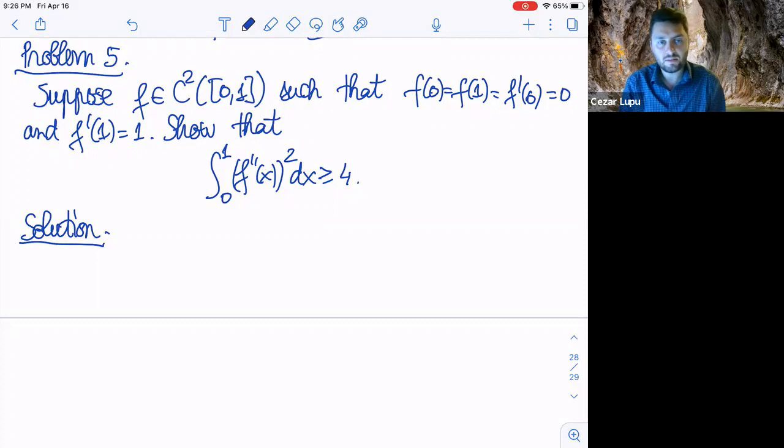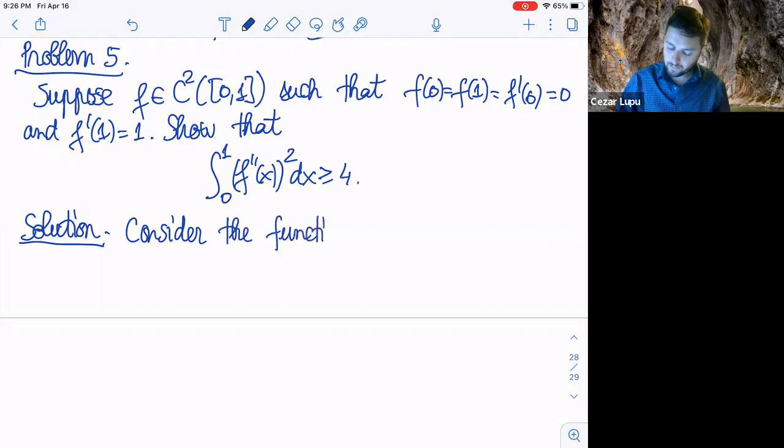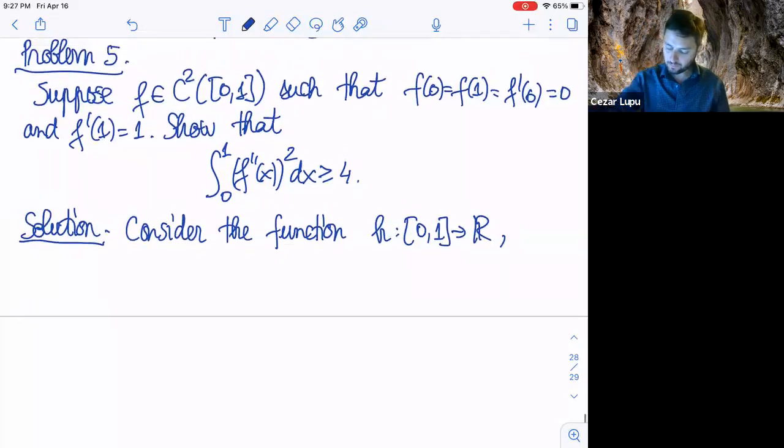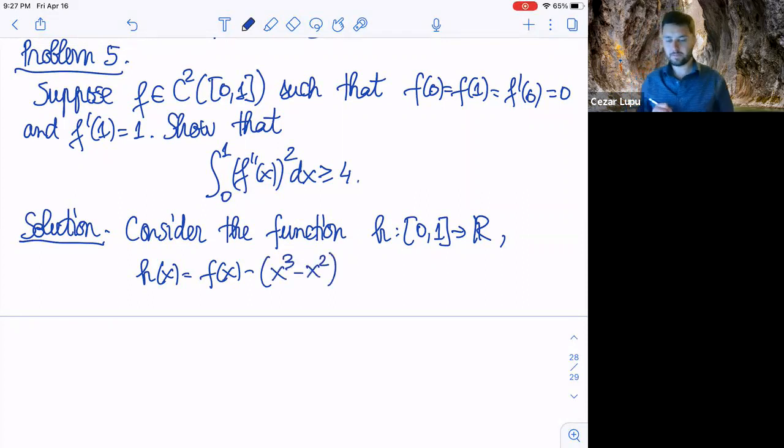a good tool to use in this case, since we have some information about the function f at the endpoints, and also we have information about the first derivative at the endpoints. So definitely this could be very useful. So let's see. We would like to consider a function in the following way. Let's define a function, let's say h, from 0, 1 to the reals, and we'll define it in the following way. H of x will be f, and we'll subtract some polynomial, maybe a cubic, so minus x cubed minus x squared. Something like this. And now we'll see why.